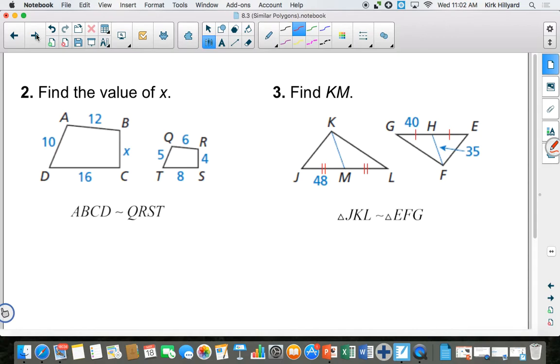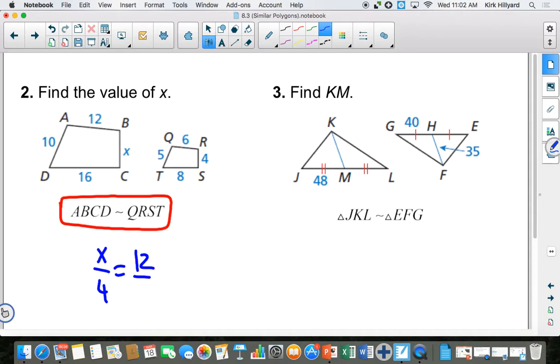Okay, find the value of x here. So we just need to match up corresponding sides. Notice we have our similarity statement, which can help you match up sides that are congruent or not. So in this case, I can say x is to 4 as 12 is to 6. And so we have 4 times 12 equals 6 times x. So we have 48 is equal to 6x. So we divide by 6. And x is equal to 8.